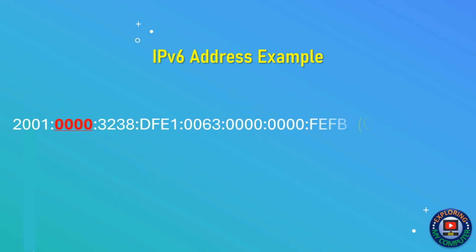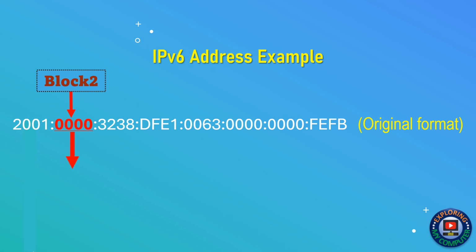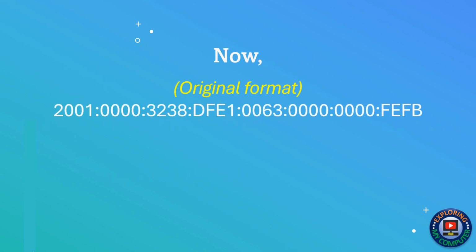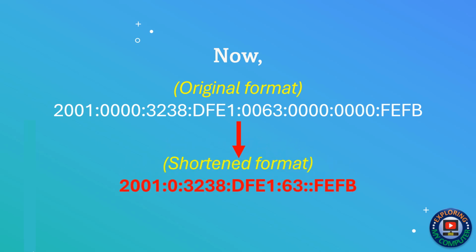If there are still blocks of zeros in the address, they can be shrunk down to a single zero, such as in the 2nd block. The resultant format is shown here. Finally, we can see the original format and the shortened format here.